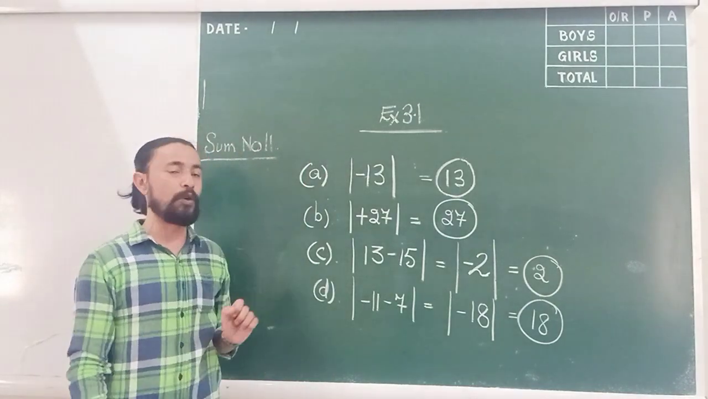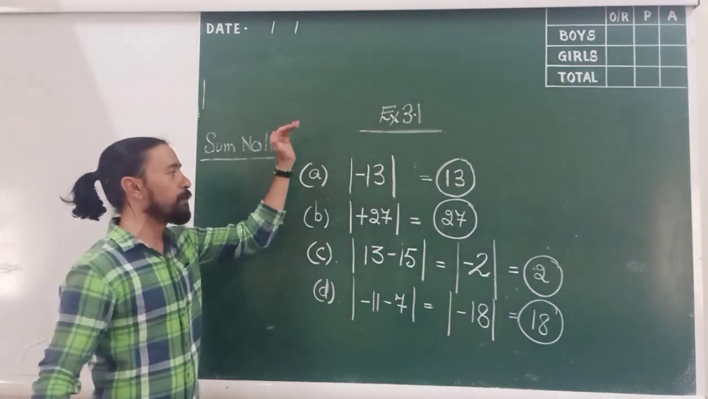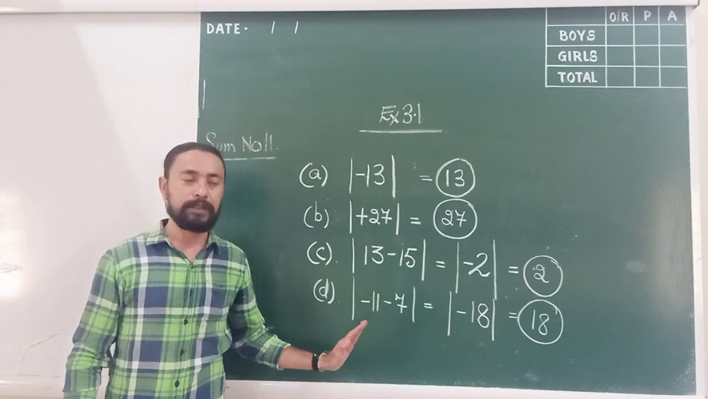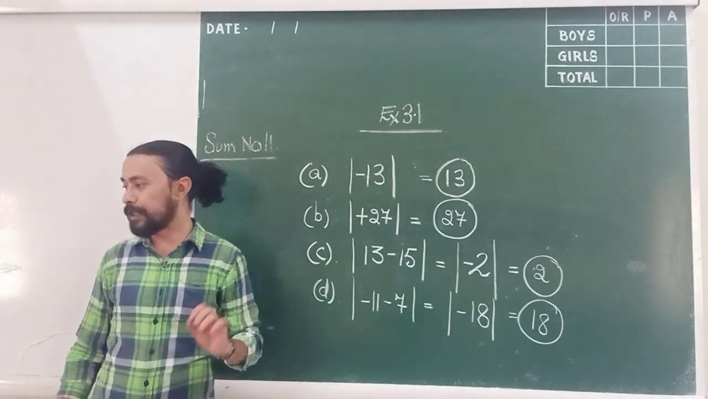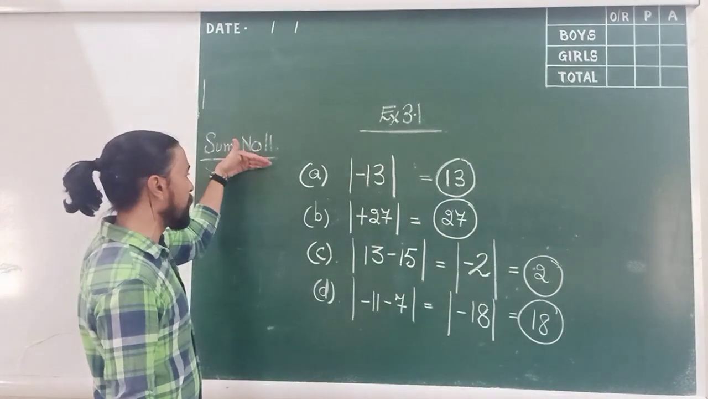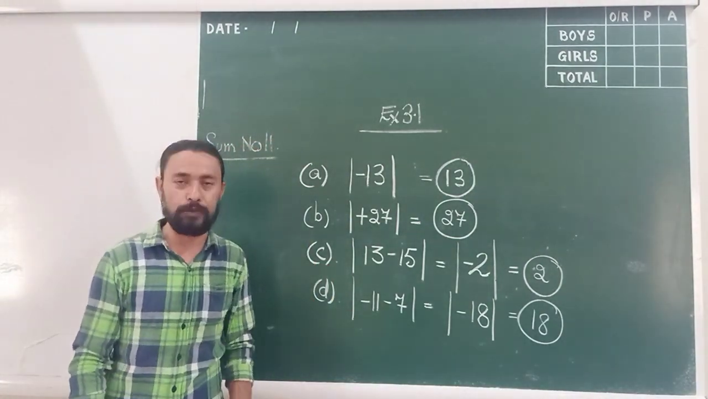So this is how we evaluate these sums. Remember, the instruction has to be written by you, and then what is written on the board has to be copied. And the instruction is very simple. It only says evaluate. So you write sum number 11, evaluate, and write all of this. And this is how this sum is to be solved.